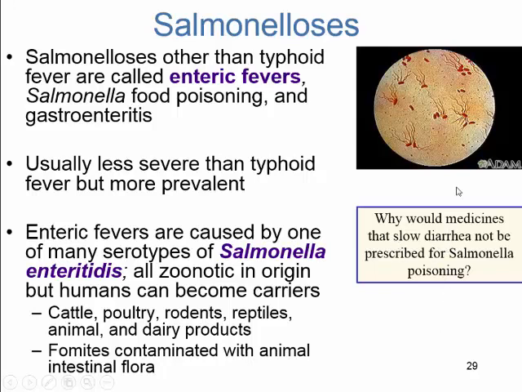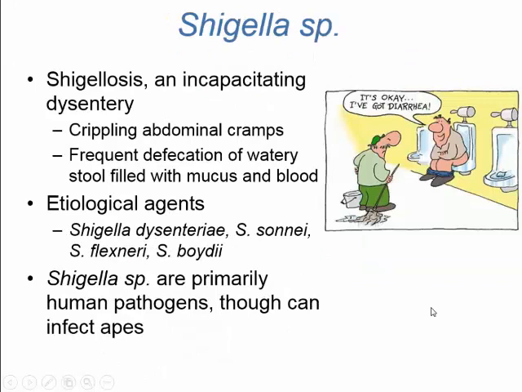Ultimately, the reason is the diarrhea is helping your body flush the bacteria out. You need that diarrhea to continue so that you can remove all the salmonella. Because if the salmonella persists, then it's going to continue secreting toxins, and that is going to cause intestinal damage. So other enteric-type bacteria are that of Shigella.